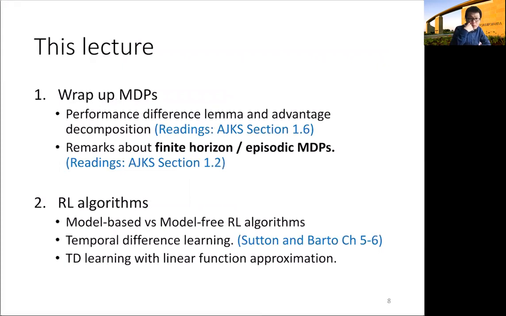Today we're going to be wrapping up Markov decision processes. There are a few loose ends that we didn't get to touch on. In particular, there's this very useful performance difference lemma and the advantage decomposition that we didn't talk about, but we will be using later when we get to the theoretical analysis of RL algorithms. So we'll talk about it today, and then I'll talk about alternative formulations for Markov decision processes. Sometimes those are more natural than the infinite horizon discounted MDPs.